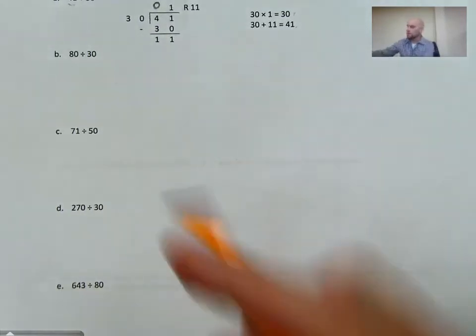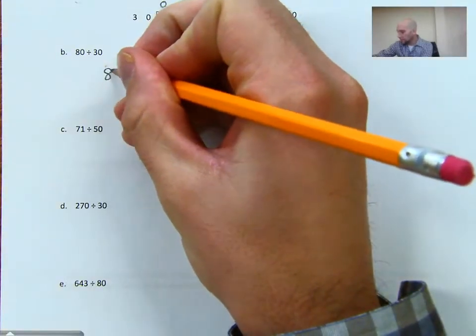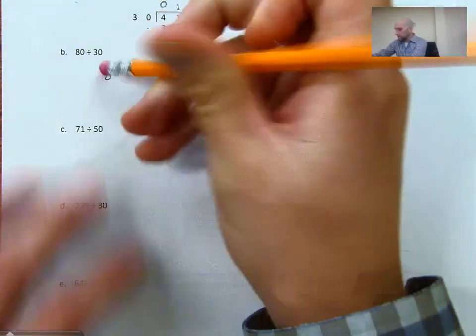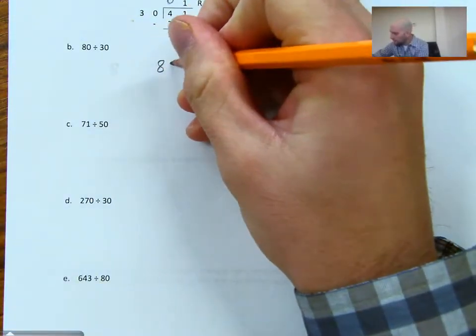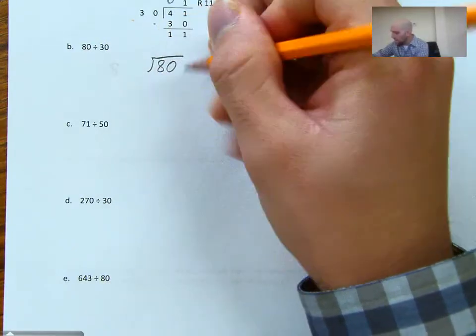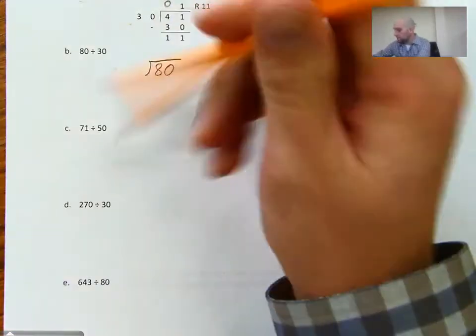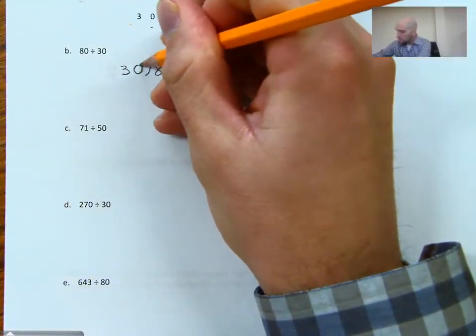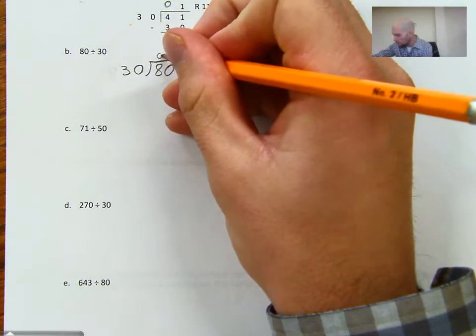If we look at letter B, we have 80 divided by 30. Again, remember 80 needs to go inside of that box, inside of that house. I'm going to leave myself a little more room over here to the right. Outside of it is going to be that second number, your divisor, which in this case is 30. So 30 goes into 8 0 times. I'm going to put a 0 right here.